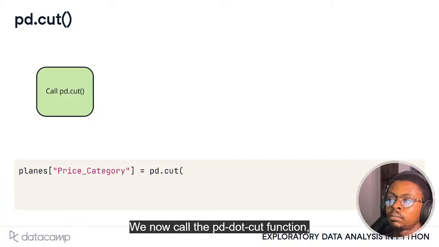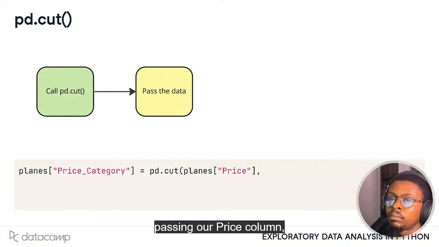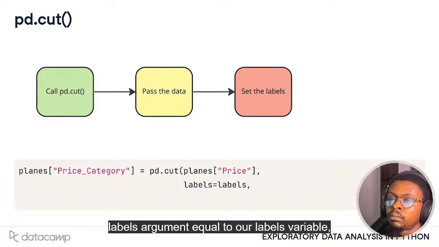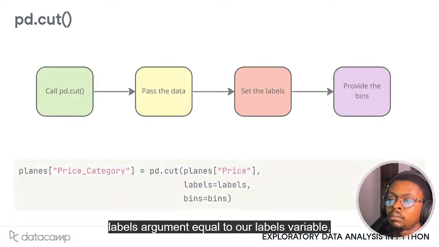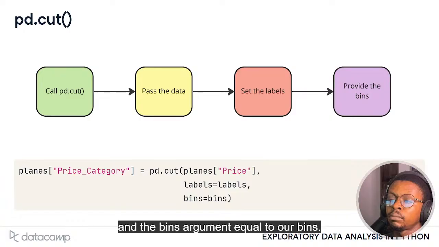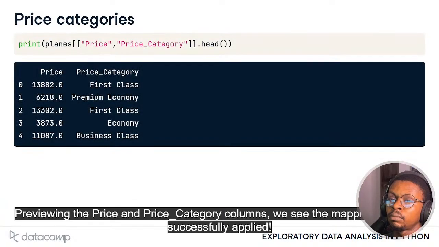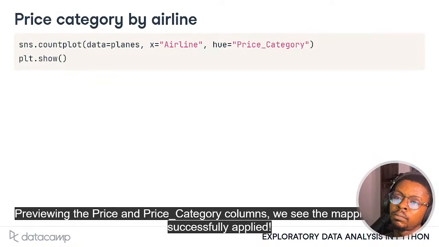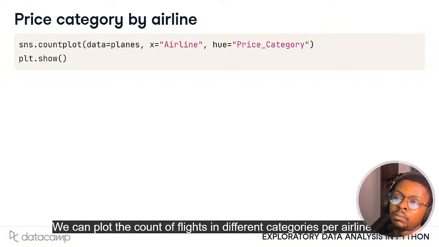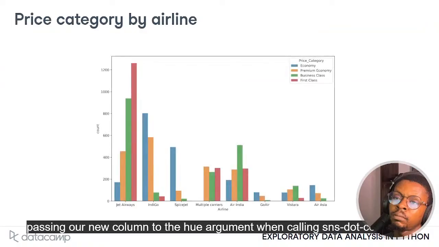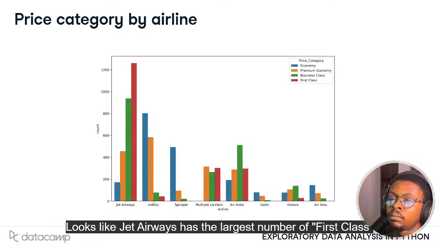We now call the pd.cut function, passing our price column, setting the labels argument equal to our labels variable, and the bins argument equal to our bins. Previewing the price and price category columns, we see the mapping has been successfully applied. We can plot the count of flights in different categories per airline by passing our new column to the hue argument when calling sns.countplot. Looks like Jet Airways has the largest number of first class tickets, while most of Indigo and SpiceJet's flights are economy.